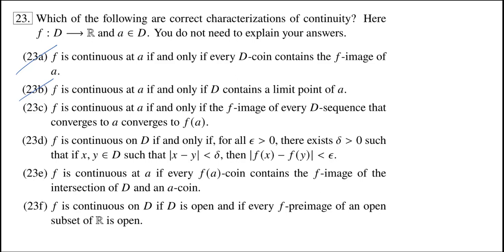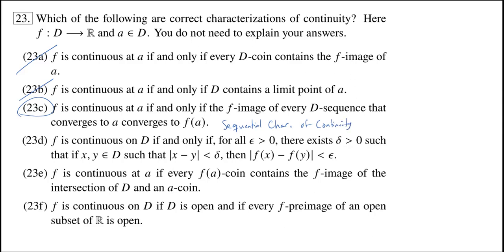Okay, C, f is continuous at a if and only if the f image, ooh, that sounds good, it has to do with f, of every D sequence that converges to a converges to f of a. Now that sounds like a characterization of continuity. In fact, this is what we called the sequential characterization of continuity. Sweet, we found one. Okay, let's go on to D.